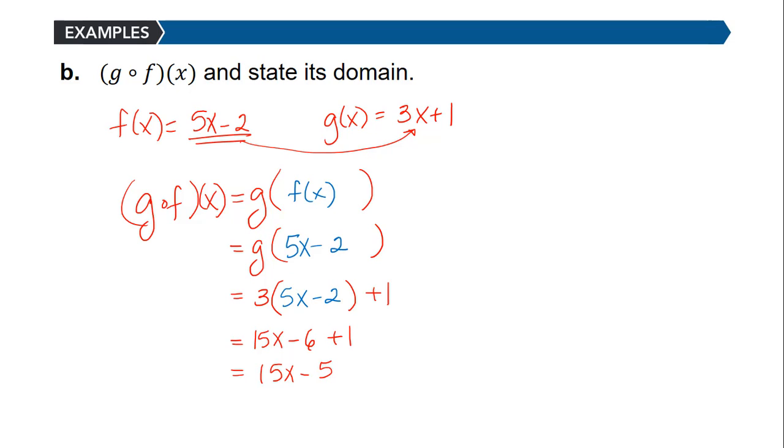Now what about the domain of the composition? Domain of g composed with f. We look at, are there any restrictions on the inner function? And there's not. It's a linear function, so there's no restrictions. Are there any restrictions on what we can plug into 15x minus 5? And there's not. It also is a linear function. So the domain is negative infinity to infinity.